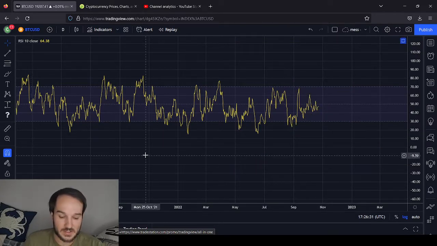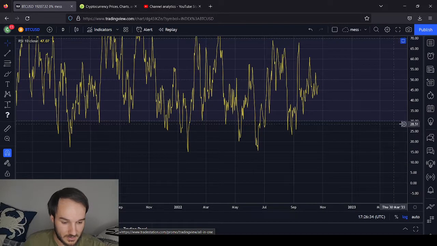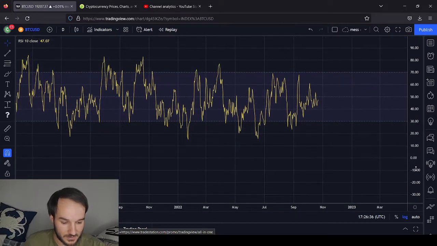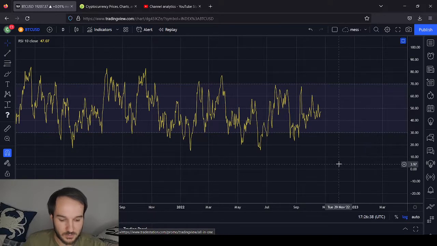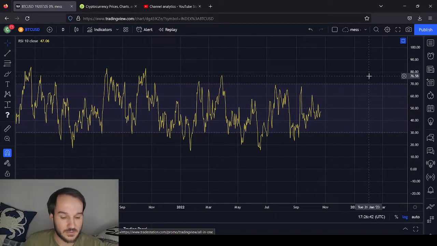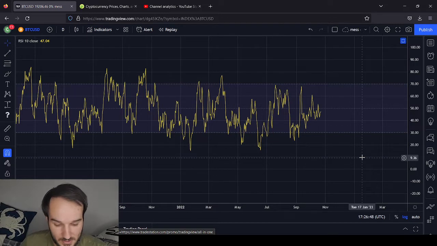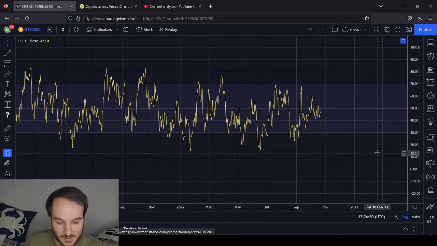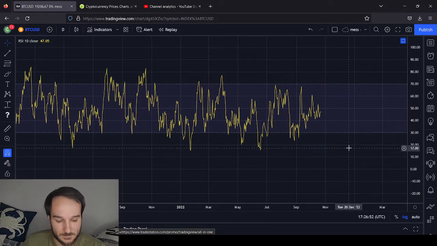There's more reads than just, here, I'm going to expand this a little bit. There's more reads than just the 50, just the 70 and the 30. The 70 and the 30, that's where the bands are. You get overbought when you're above the 70. You get oversold when you're below the 30. I didn't really explain that earlier. It should be obvious, but just to explain it. There are other levels besides the 50.